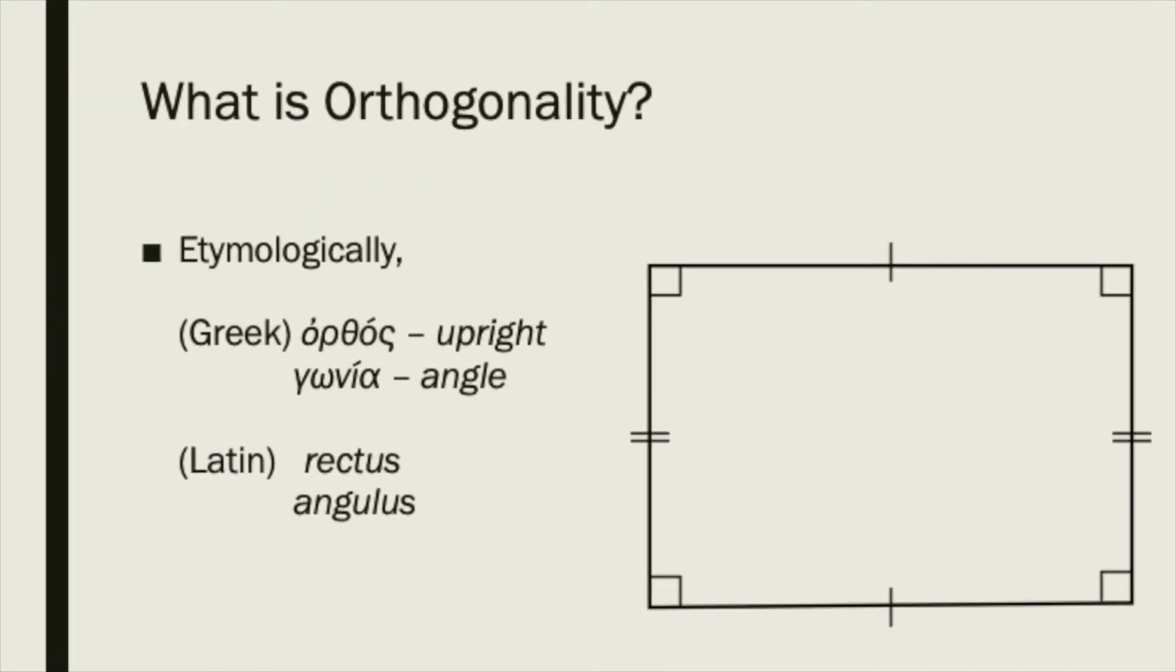We start by defining orthogonality in the traditional sense. Etymologically, the word comes from the Greek orthos, which means upright, and gonia, meaning angle. If we translate these Greek words to Latin words, we get rectus and angulus, which is where our word for rectangle comes from.